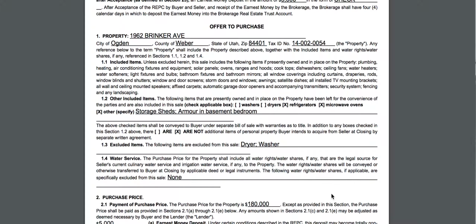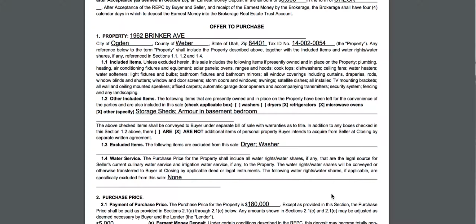In addition to any other boxes checked in this section 1.2 above, there are or are not additional items of personal property the buyer intends to acquire from the seller at closing by separate written agreement. So you're just stating, are there any other things that you haven't disclosed that the buyer is purchasing, or are there not? Anything that you want to be excluded, especially if it is going to be any of those gray areas, such as, I would say, surround sound speakers, different things like that, you're definitely going to want to make sure that you're either putting them in included or excluded items.